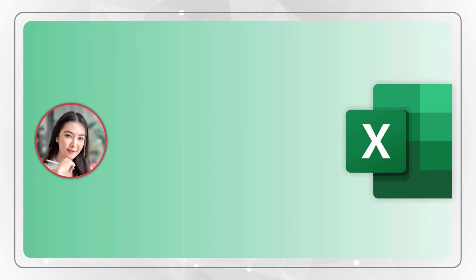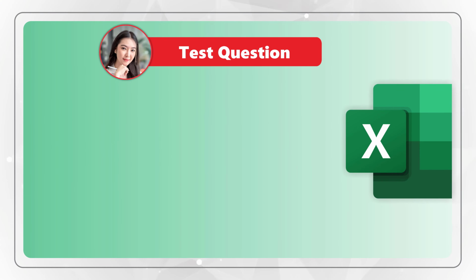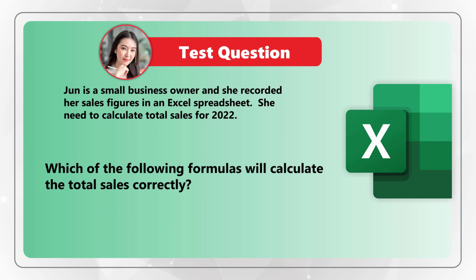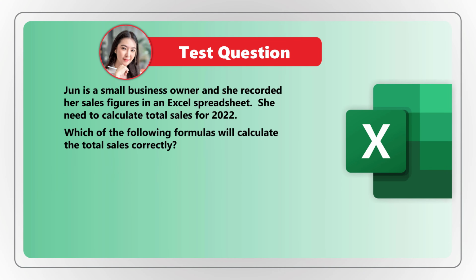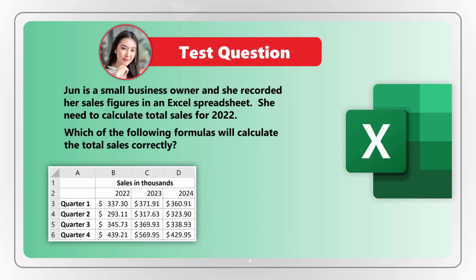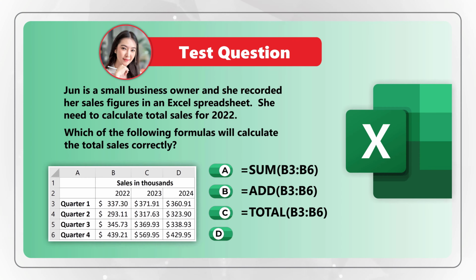June is a small business owner, and she recorded her sales figures in an Excel spreadsheet. She needs to calculate total sales for 2022. Which of the following formulas will calculate the sales correctly? You're presented with the data set and 4 different choices. Formulas are SUM, ADD, TOTAL, and PRODUCT, and they point to the range B3 through B6.